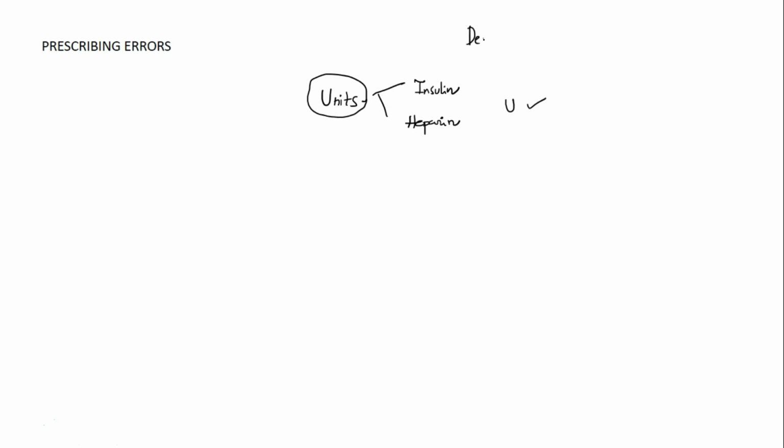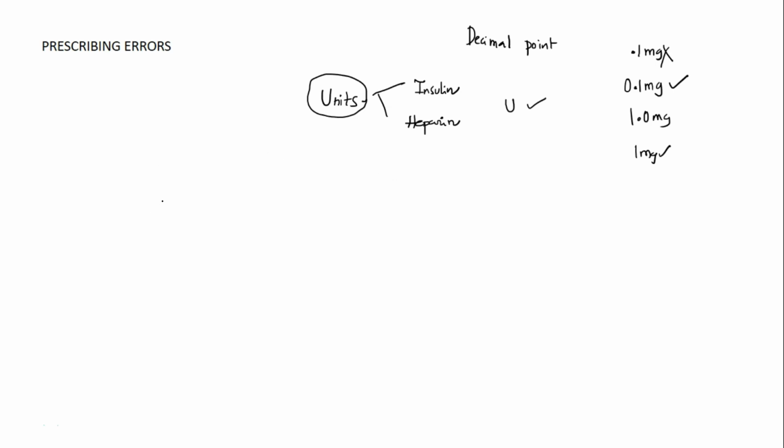So we are done with the decimal point. You should be very careful. Write 0.1 mg, not .1 mg, and write 1 mg, not 1.0 mg. This is one very important thing you should be pretty careful about.